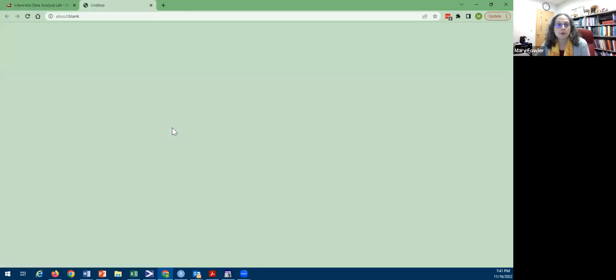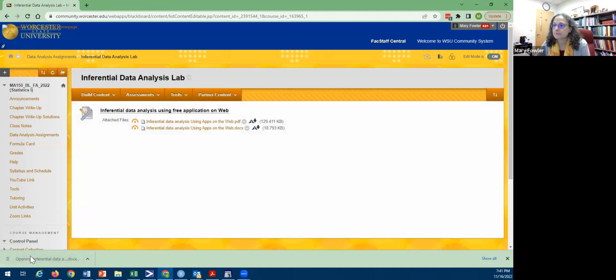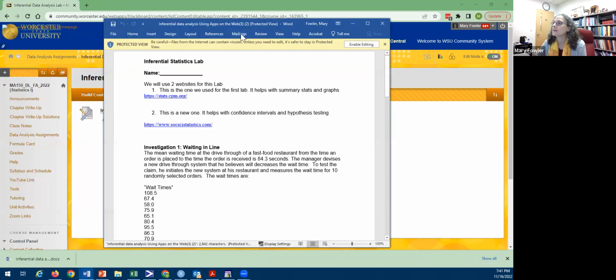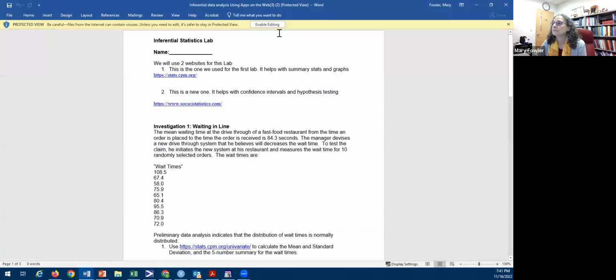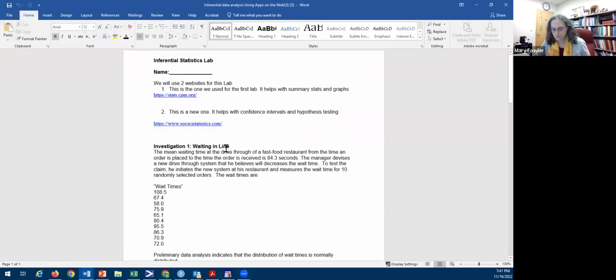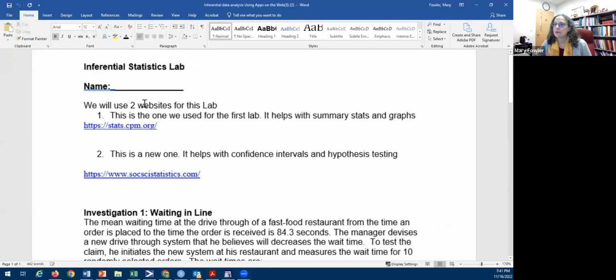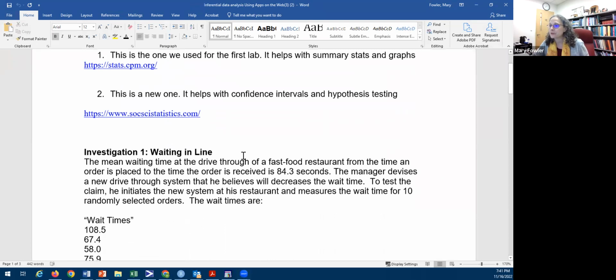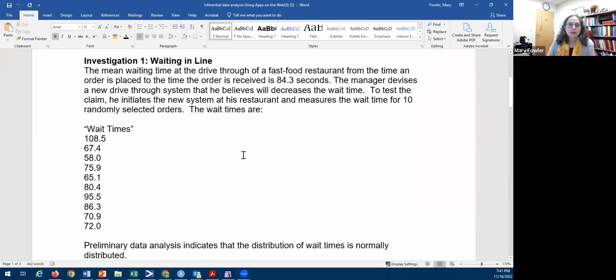I'm going to work with the Word document. I'm going to type my answers right into the Word document, so maybe you can do the same thing and then save it. Okay, so it just states the two websites that we're going to use. The first one we've used before in the first data analysis lab that we did. So let's go ahead and look at the problem.